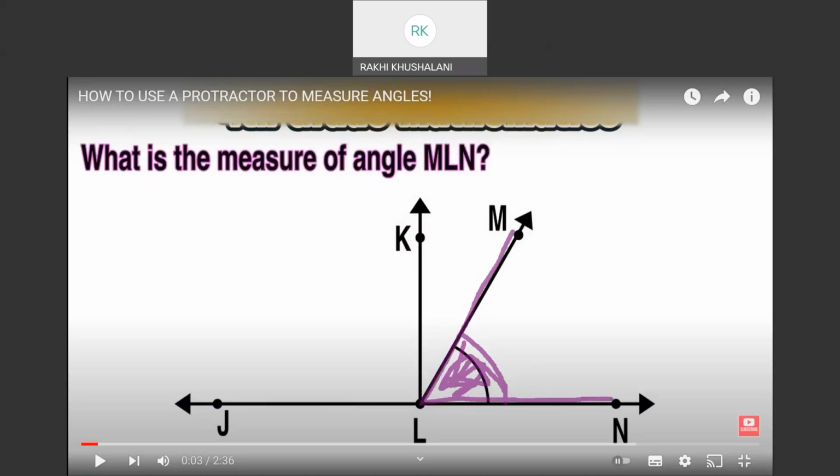Now, as I told you, children, who is the base here? LN is the base here. And who is the moving arm here? ML is the moving arm here. Okay. And this is what we have to measure. So let's see how it goes.